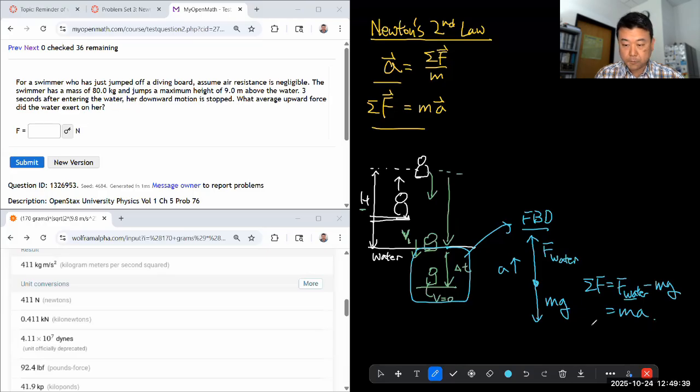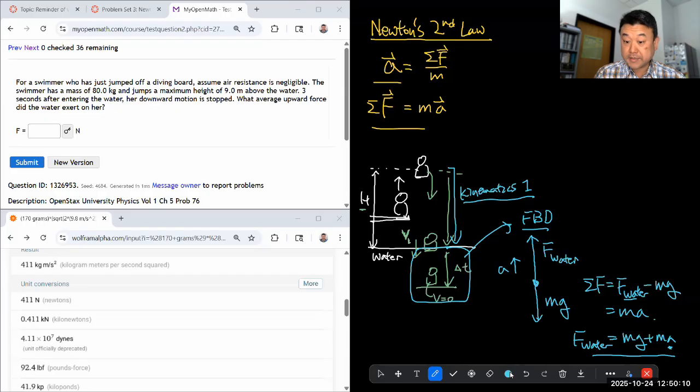They're asking for the upward water force. It ought to be mg plus ma. I think this is quite similar to the previous question. All I have to do is calculate the acceleration from the given kinematics information, and once I have that, I plug in the numbers. So let me break this problem into two parts. This portion is kinematics 1, and there's a second part. Here, I guess this box is kinematics 2.